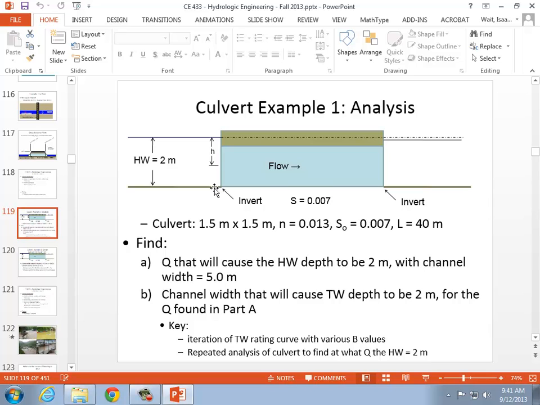Sometimes we have to think in terms of station. The program asks for us to define lengths sometimes as stations, and so I'm going to say that let's call this station 2 plus 00, and then the station here is 2 plus 40. And that's how we'll define the culvert length, is by the stations that we put into the program. All right.